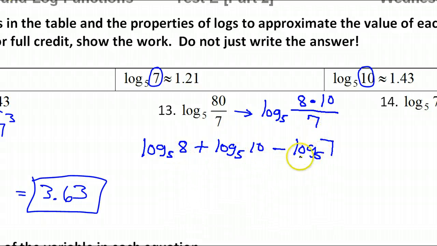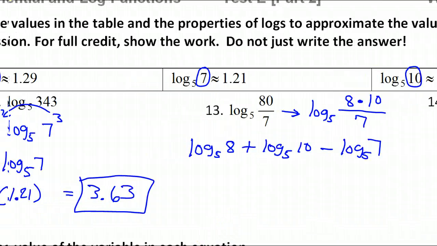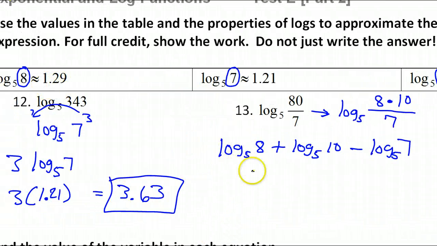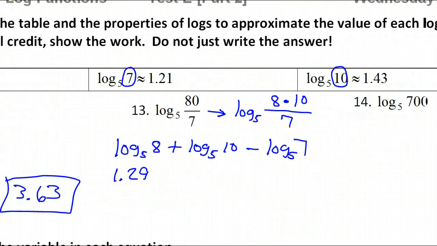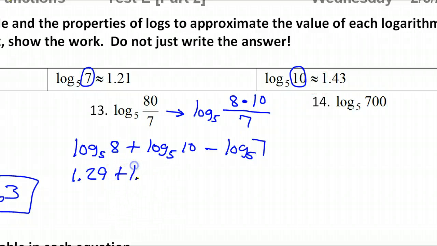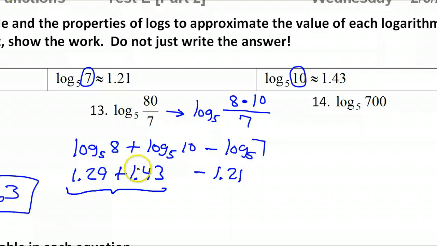Now, all three of these are facts that we are given. The first one is 1.29. The second one, with the 10, that's 1.43. And then the last one is 1.21. So just do these two at a time. If I put these together, it's going to be 2.72 minus 1.21.